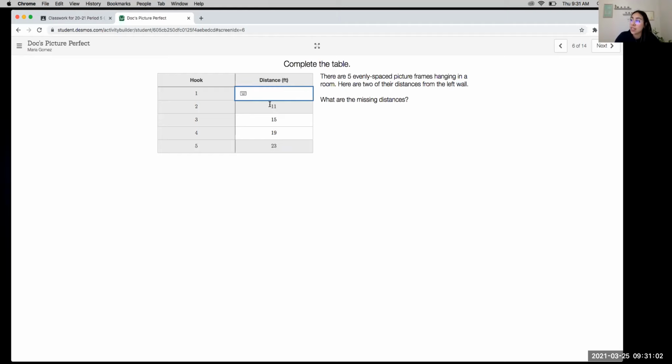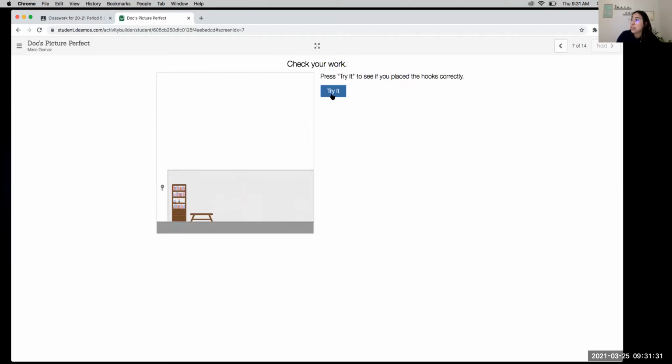But I'm a little stuck here. I'm going forward here, adding 4. How would I go back here and get that first hook? How would I place that hook correctly? Anybody want to let me know? If I'm going backwards, how would I do that instead? Yeah, good job. Yeah, I would subtract, in this case 11 minus 4, that's 7. So now that I have those there and they seem to be equally spaced, let's try it out. Yeah, I got it. Perfect.